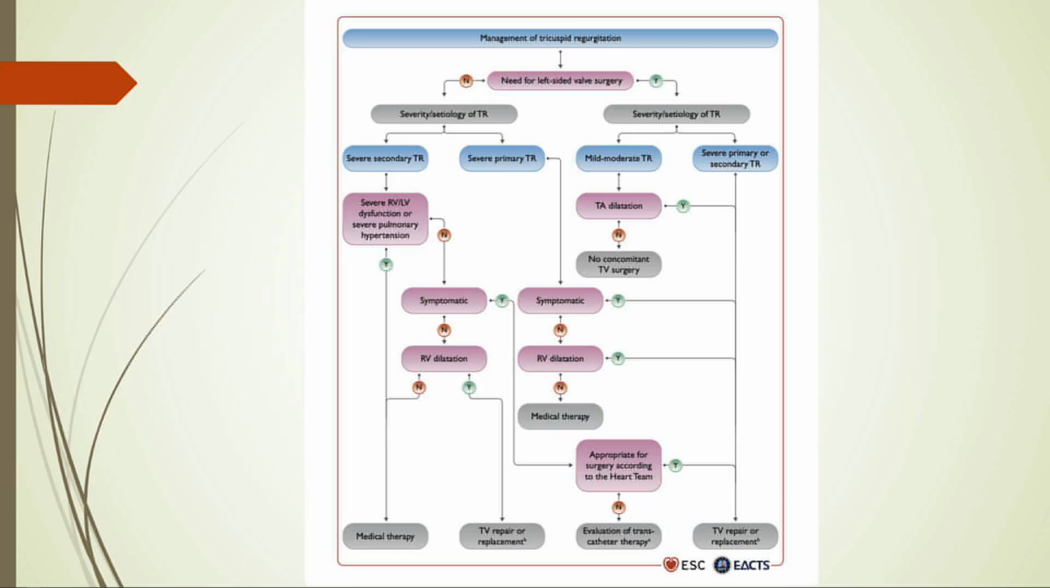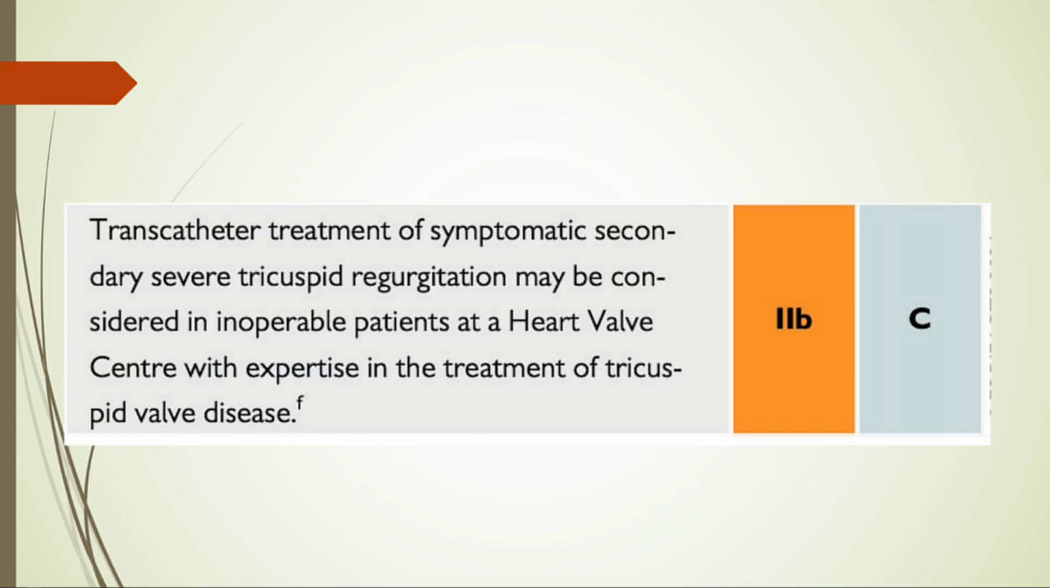So you can go across the whole algorithm of indications. The most important thing to keep in mind would be the very left side of the graphs, where severe RV dysfunction and severe pulmonary hypertension identify patients who are at very high risk for surgical procedures, and we'll come back to those.